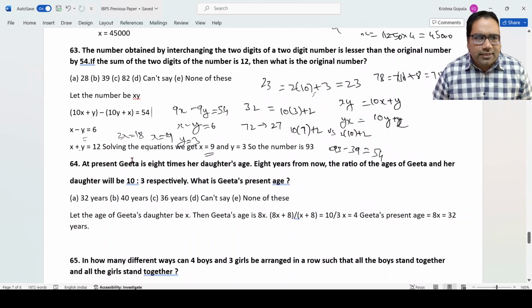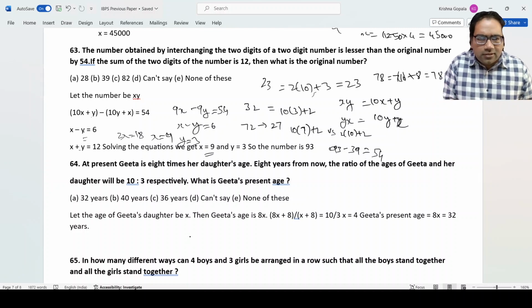At present, Geeta is 8 times her daughter's age. 8 years from now, the ratio of ages of Geeta and her daughter will be 10:3. Right now, let's assume Geeta's daughter is x. Then Geeta is 8x. After 8 years, Geeta's daughter will be x plus 8, and Geeta will be 8x plus 8.